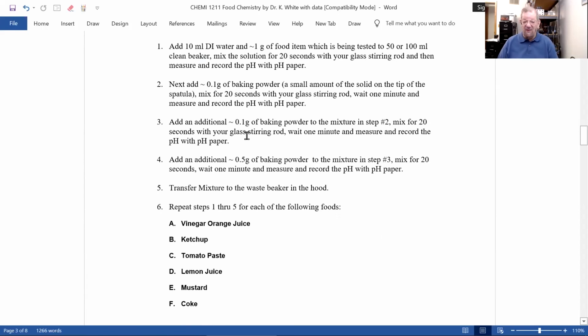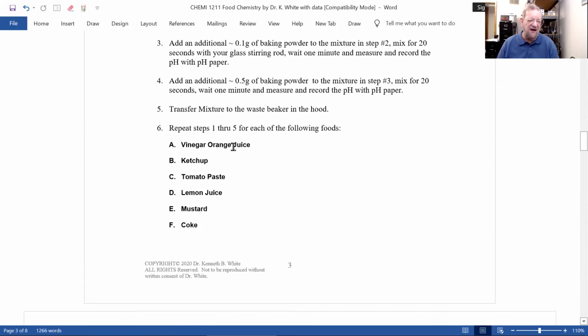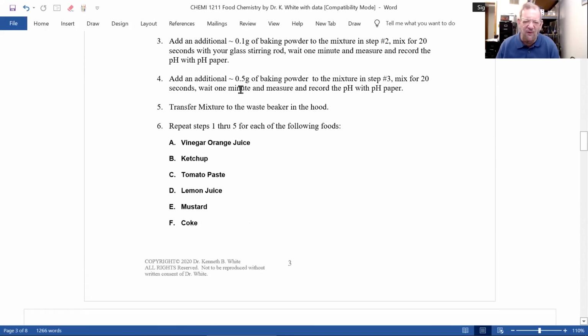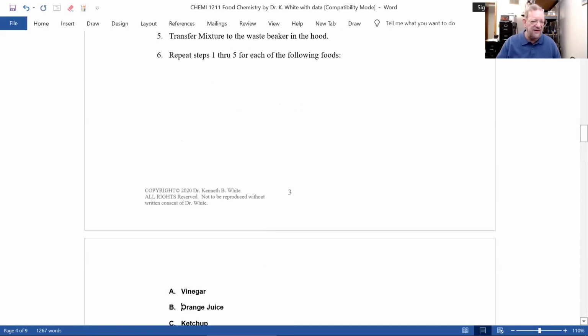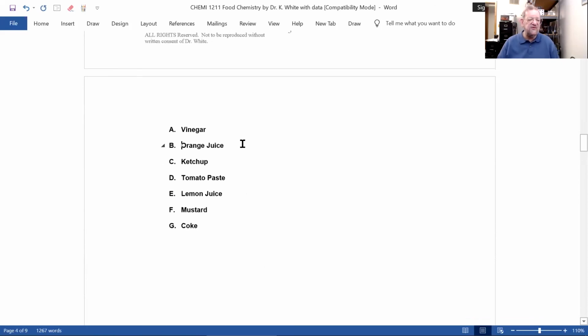Then you add a little more and mix it again, measure the pH, and finally, to have fun, we dump a whole lot more in there and measure the pH. The things you'll be measuring are vinegar, orange juice, ketchup, tomato paste, which is dangerous, it stains clothes if you're not careful, lemon juice, mustard, and Coca-Cola. And you would measure the pH.